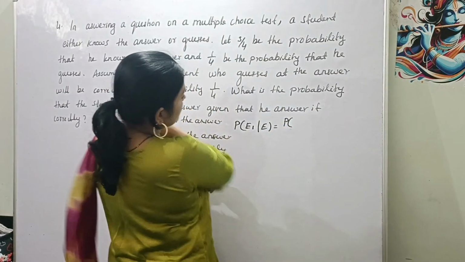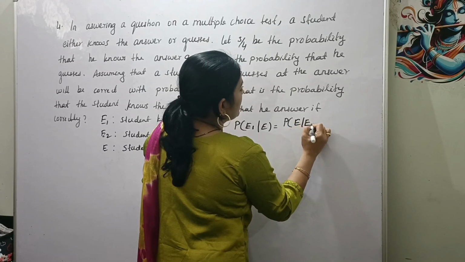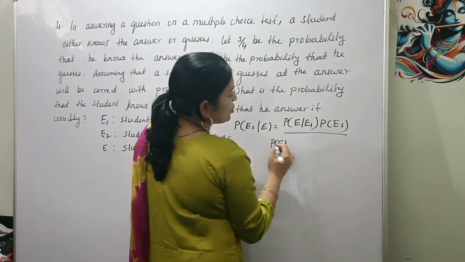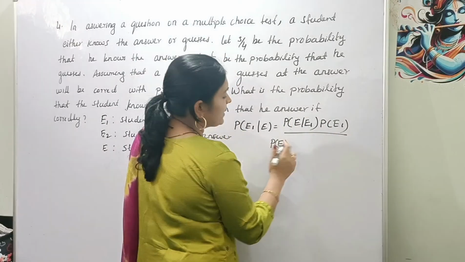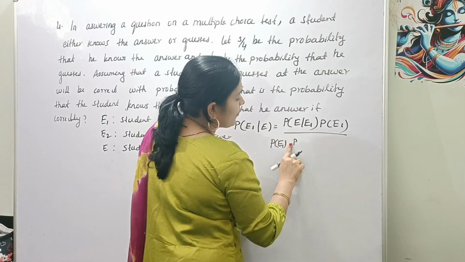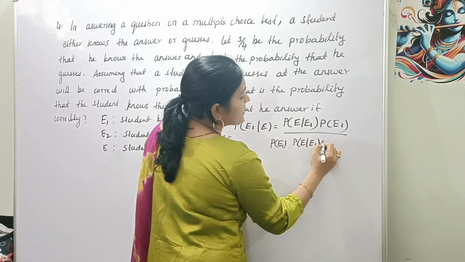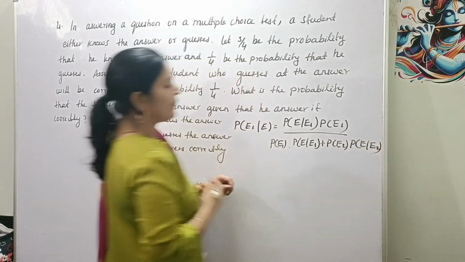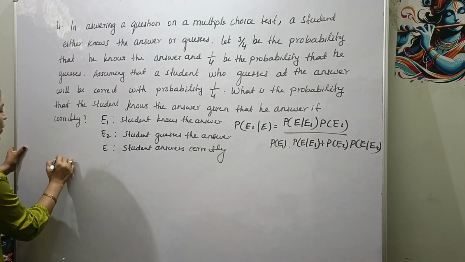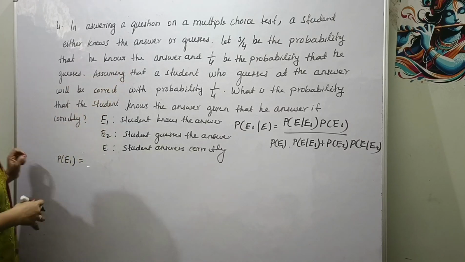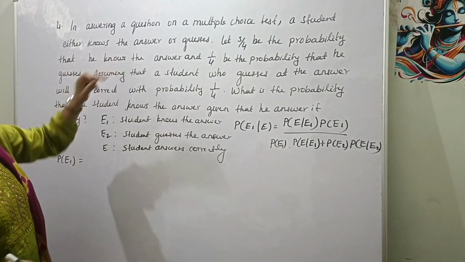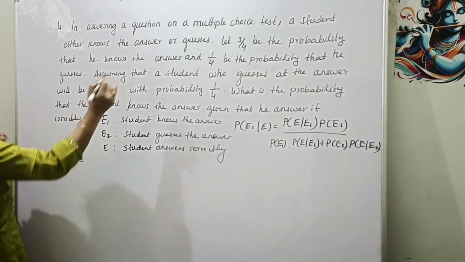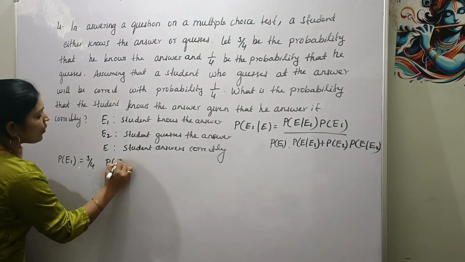Probability of E given E1 into probability of E1, divided by, here apply the total probability theorem, probability of E1 into probability of E given E1 plus probability of E2 into probability of E given E2. Now let's find it one by one. So what is probability of E1? It is given directly, right? Let 3 by 4 be the probability that he knows the answer. What is E1? Student knows the answer. So probability that the student knows the answer is 3 by 4. What is probability of E2?